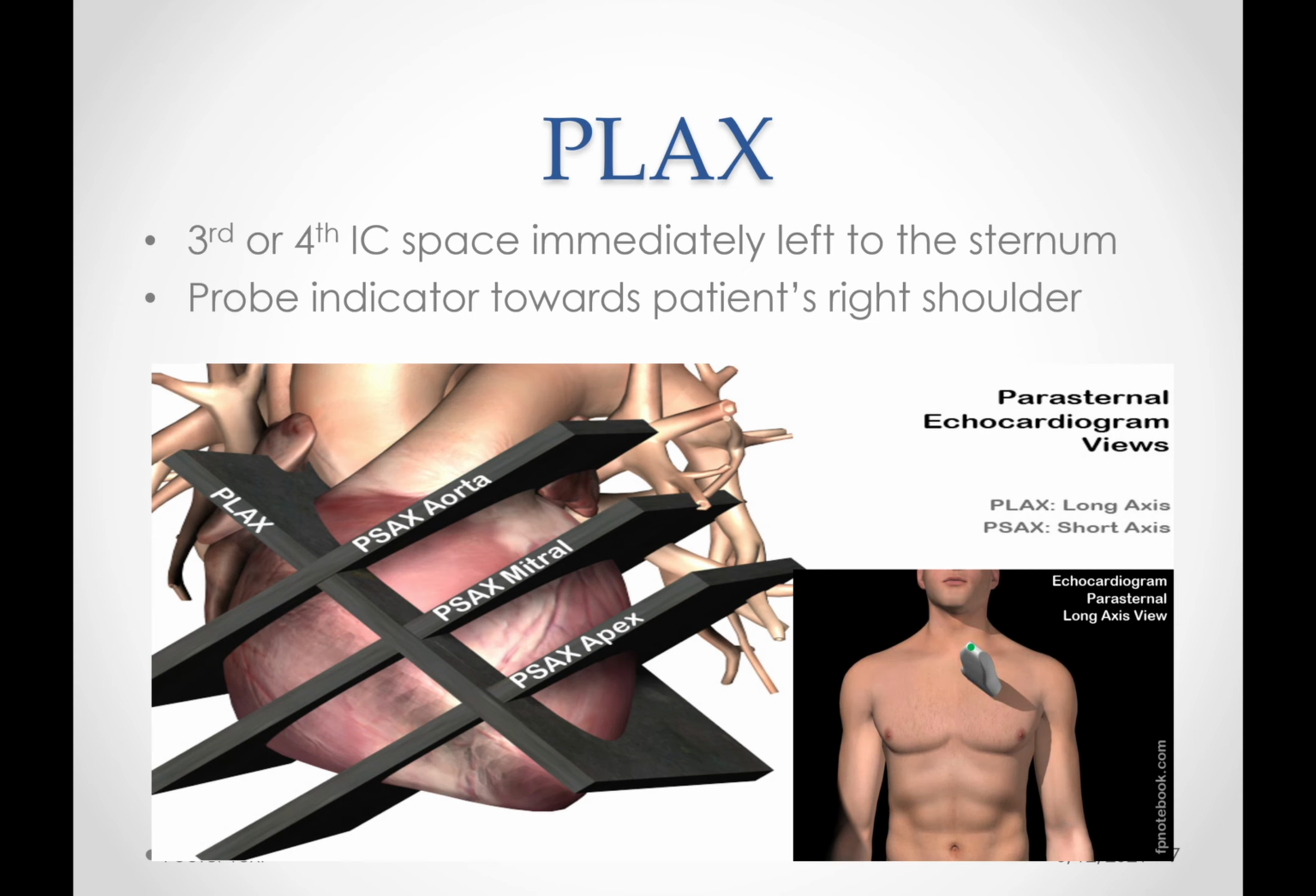To obtain a parasternal long axis view, you need to place the probe in the 3rd or 4th intercostal space immediately left of the sternum. The probe indicator should be pointing towards the patient's right shoulder. As the name implies, you are cutting the long axis of the heart. This is what you should be able to see.